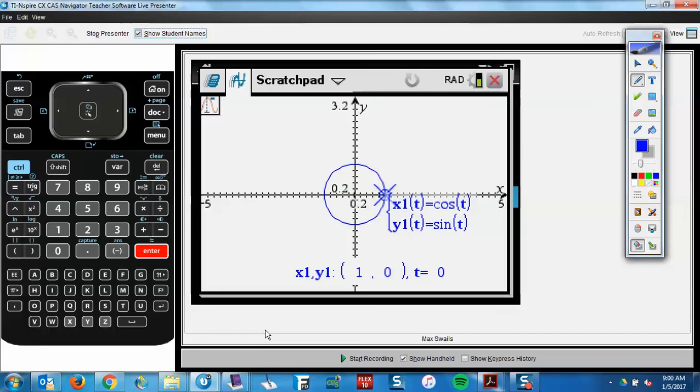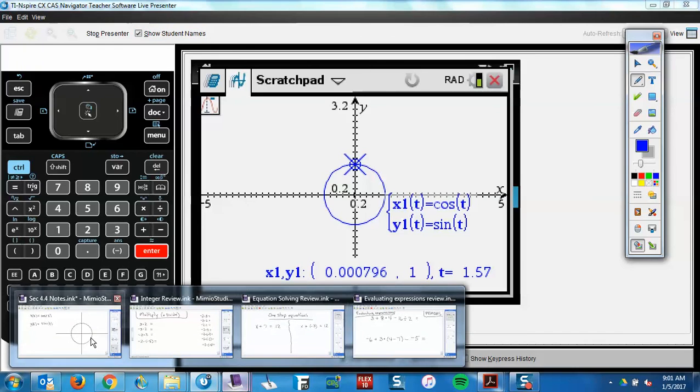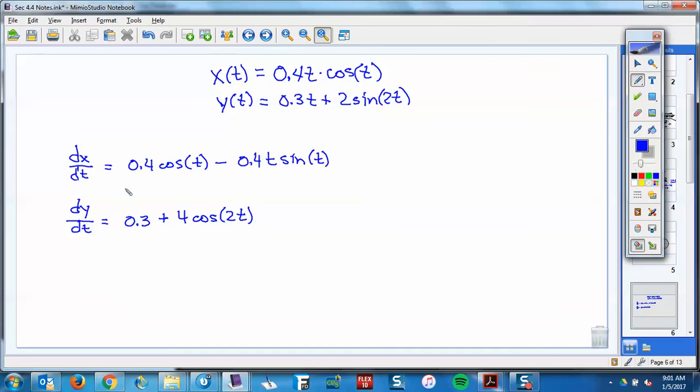But if you put in 1.57, which is pi halves, it's just the unit circle, right? Just the unit circle. So you've actually seen parametric equations before. All right. So I think that's about all I had.